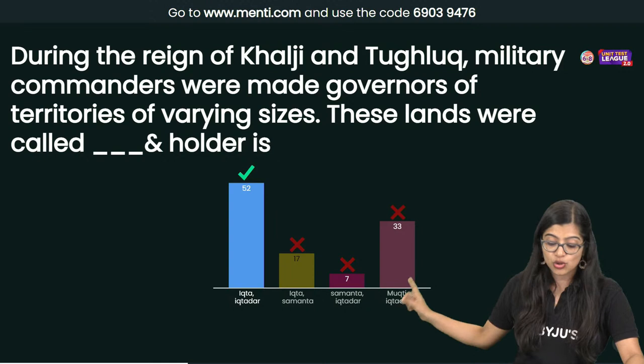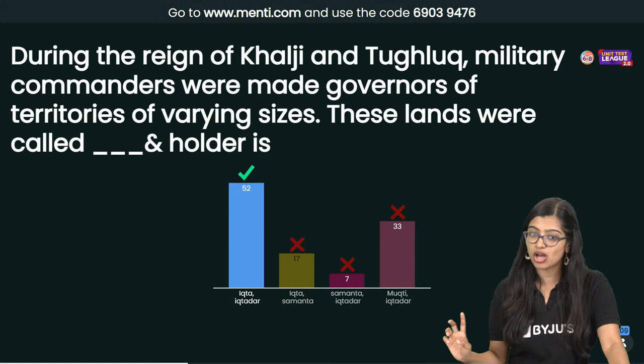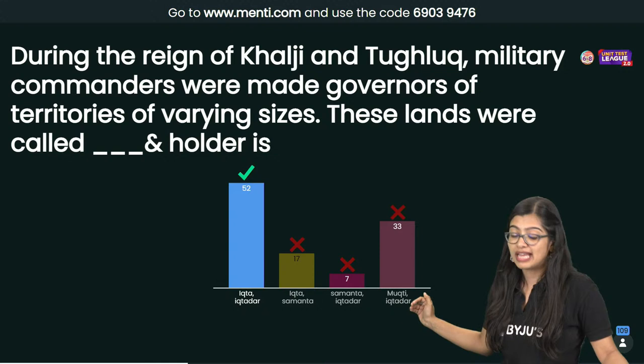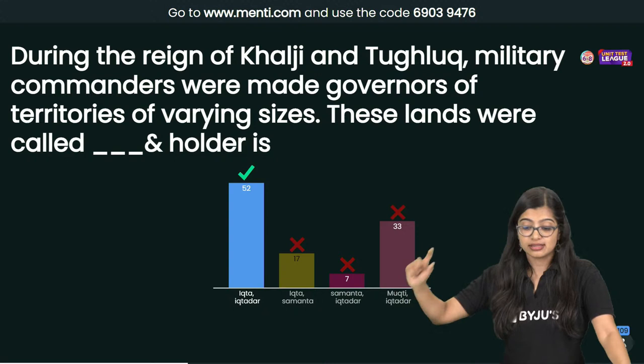Now are we clear with why the answer is option A? Are we all clear? Okay, no problem. All right, ma'am, then why wrong? Because see, as you know, mukti and iktadar mean the same. That means that the person who holds the land can either be called a mukti or an iktadar. But here they are asking lands were called what? That is called ikta.